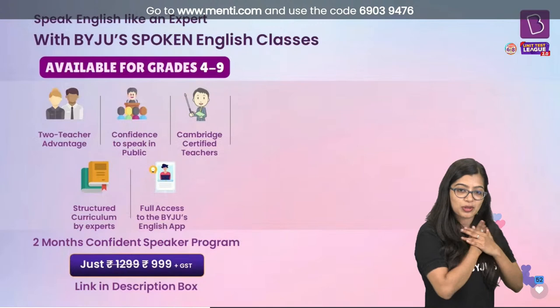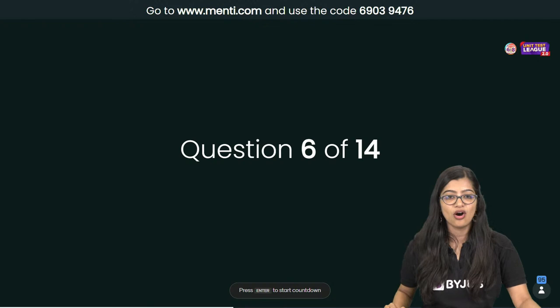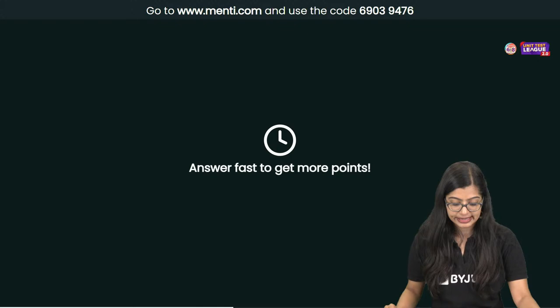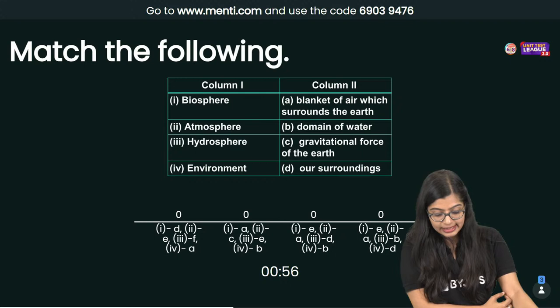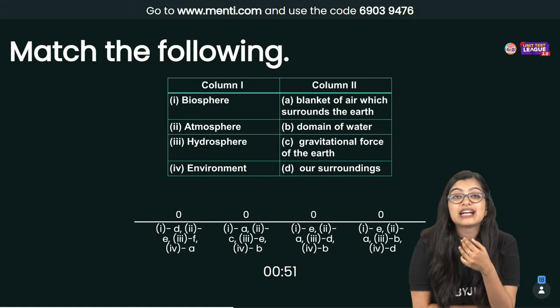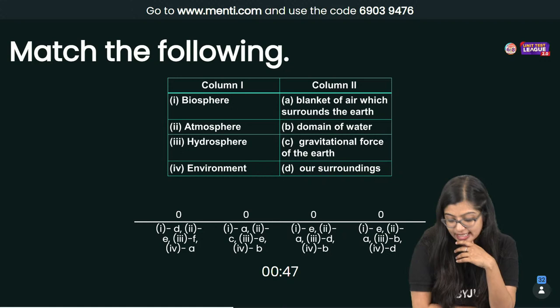Now moving on to the next set of questions, everybody. Next set of questions on your screens. This is a match the following. Now this match the following is a little incomplete. I will tell you, you will not be able to guess the answer to this because two options are missing in the Menti. Trust me, I will give you marks for this. Two of them are not there.